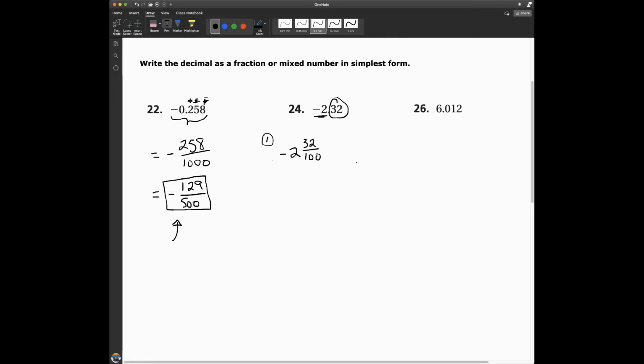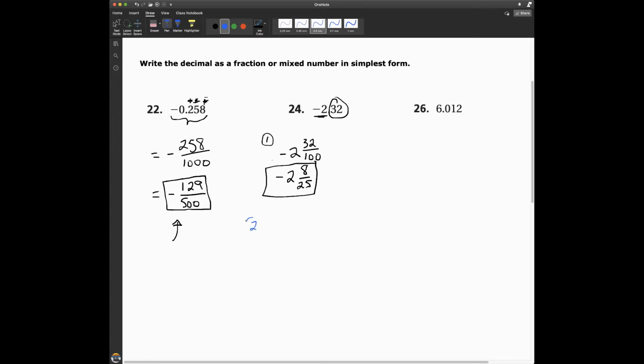All right, can we simplify the fraction part of this mixed number? Yes, we can. We can divide the numerator and the denominator by 4. Okay, 32 divided by 4 is 8. 100 divided by 4 is 25. And there you go. You've taken this decimal and you have written it as a mixed number. So let's look at this again.